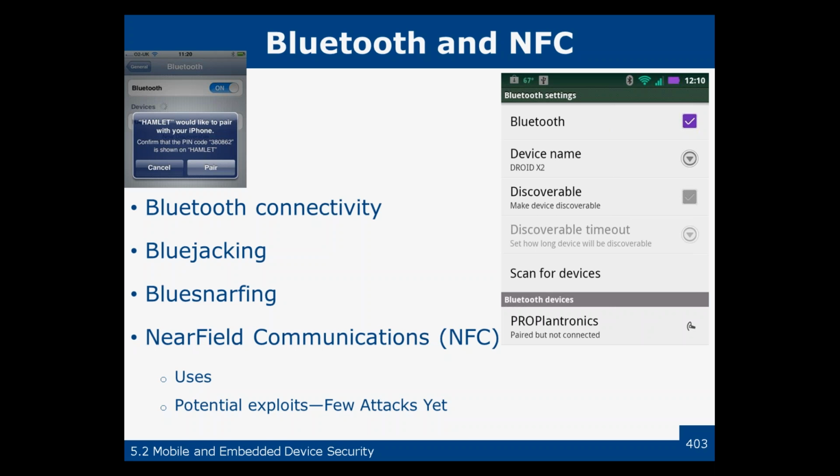Two different kinds of attacks: bluejacking and blue snarfing. Bluejacking is one where you get spam or messages, a business card, a vCard, or something like that through them. No known instances of malware yet with bluejacking. Blue snarfing is a little bit different.